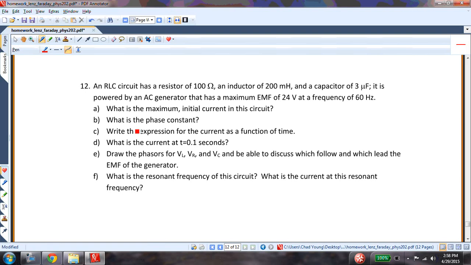And let's see here. We'll do this last question. An RLC circuit has a resistor of 100 ohms. Actually, I'm going to hold off and do this in just a little bit.